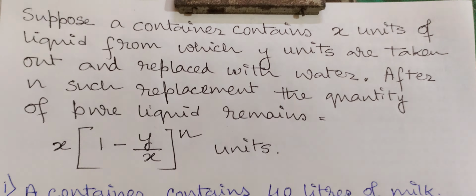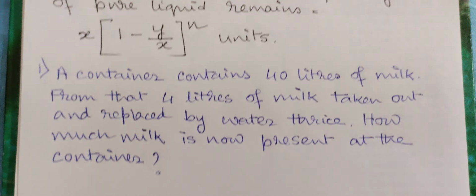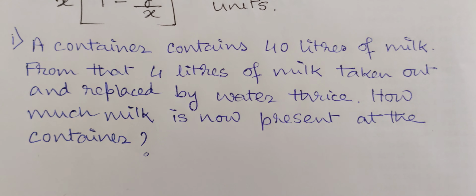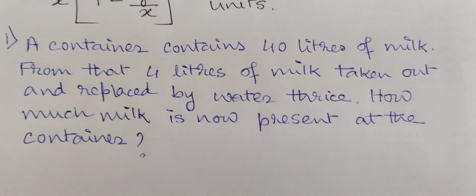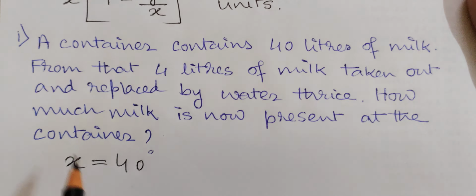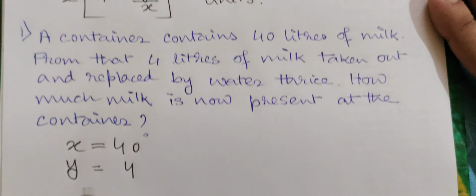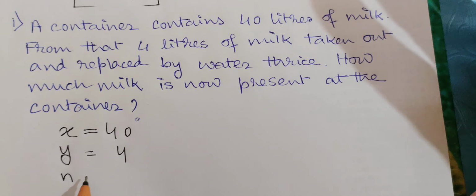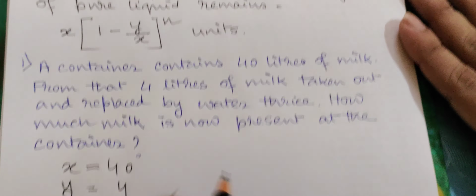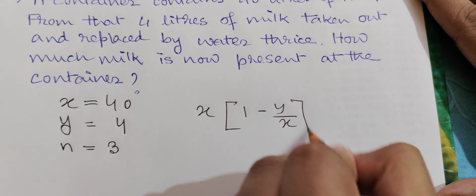So let's start. The first problem is: a container contains 40 liters of milk. From that, 4 liters of milk are taken out and replaced by water thrice. How much milk is now present in the container? So X is 40, which is the amount present previously in the container, and the amount of milk taken out is 4. The number of times this process is done is 3. So I will put these things in the main formula.